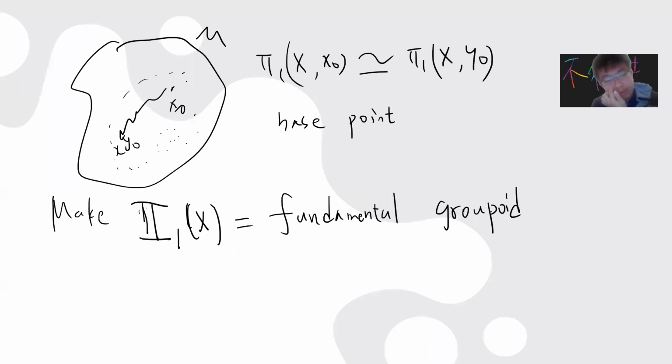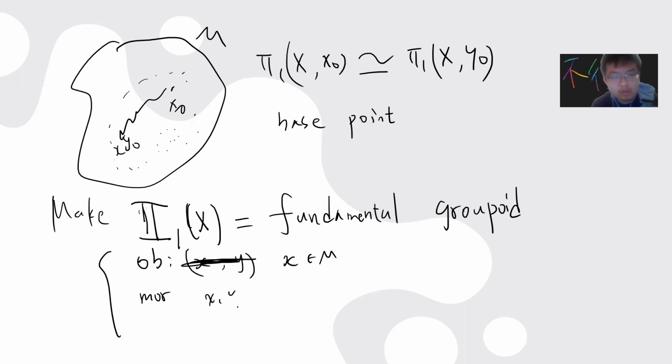So the fundamental groupoid is a groupoid, given that definition, right? So what is the object? Give me two points. Okay, the object is a point on M. So x belongs to M. And the morphism: somebody give me x and y.